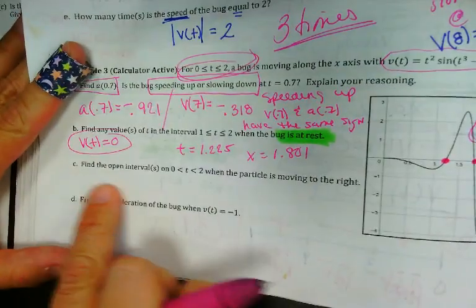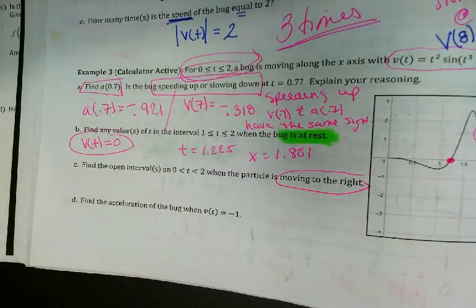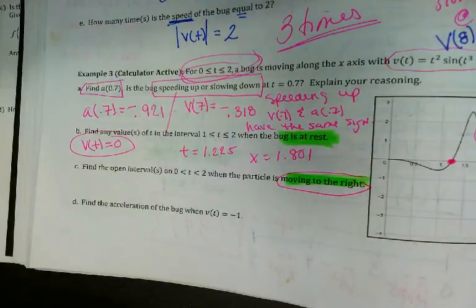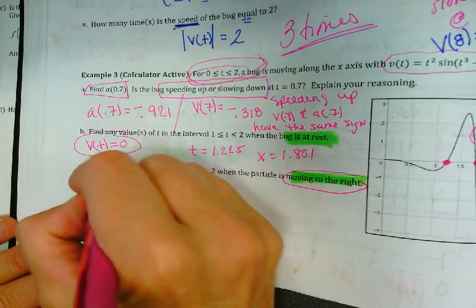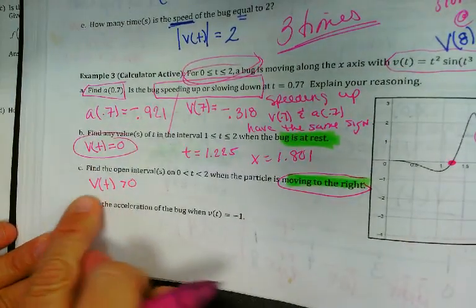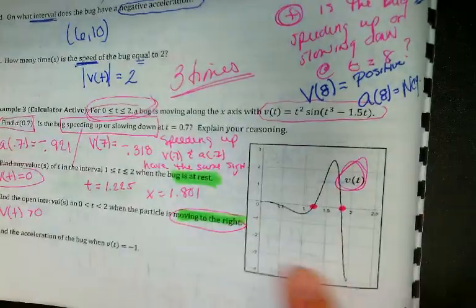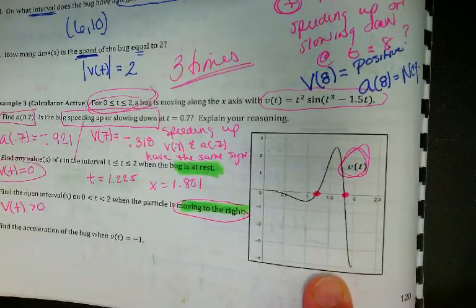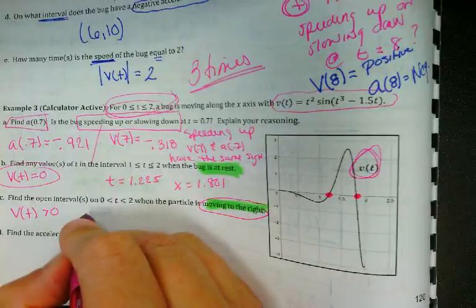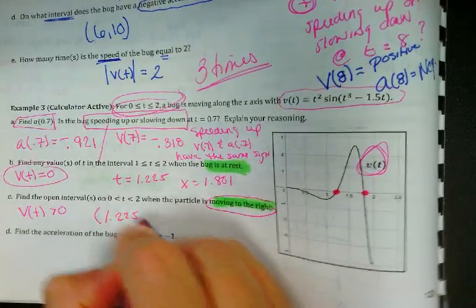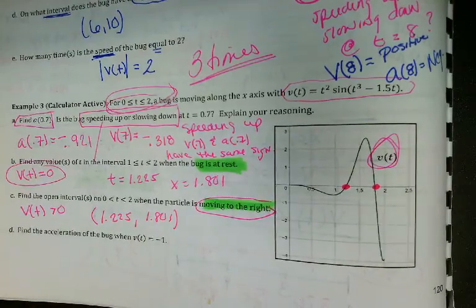All right, part C, find the open interval on 0 to 2 when the particle is moving to the right. So again, you're highlighting the calculus part, moving to the right. How do you justify moving to the right? Velocity is greater than 0. So you start with that, and that tells you exactly what to look for. You go to this picture of velocity and look at when it's greater than 0. That happens to fall between my two zeros. So that interval would be 1.225, comma 1.801, in between those two.